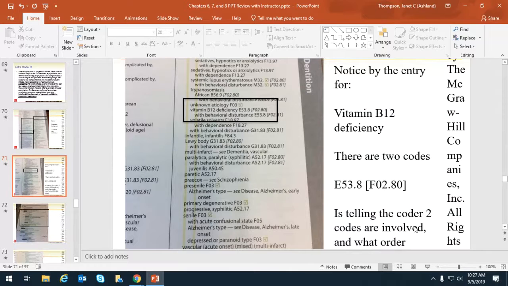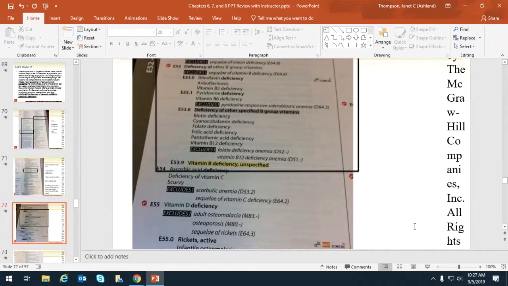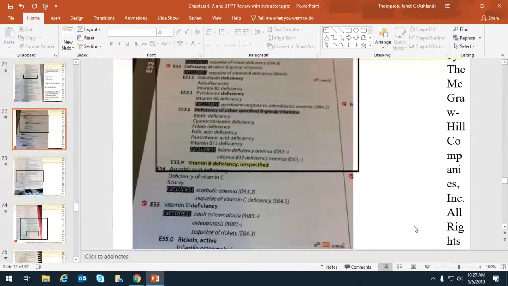So now we write those down. Just make a note, E53.8 and F02.80, because now we need to go to our tabular. So let's start with E53.8. Turn to our tabular. This vitamin B12 deficiency is the culprit, the cause for the dementia. So that makes sense why it's listed first.